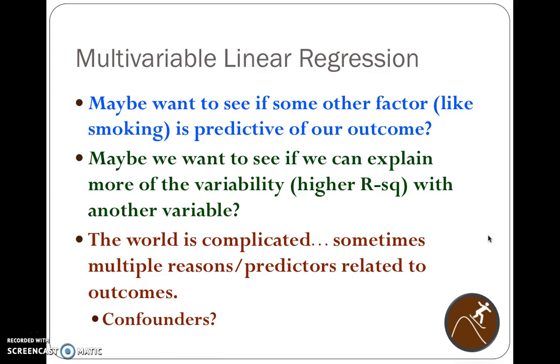So the world's complicated. Maybe we want to see if other factors like smoking are predictive of the average county life expectancy for the United States. Maybe we want to see if we can do a better job increasing our R square and understanding more about the variability in life expectancy, better predicting what factors influence it and how we can maybe address it. And again, the world is complicated, so there are many possible predictors that you might be interested in, and there might be confounding variables. So how do we deal with that?